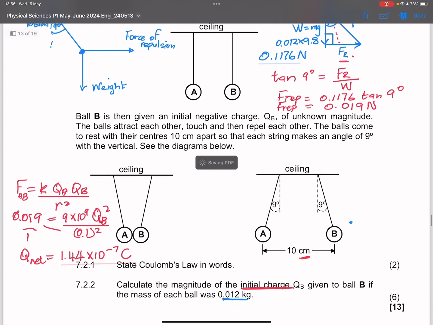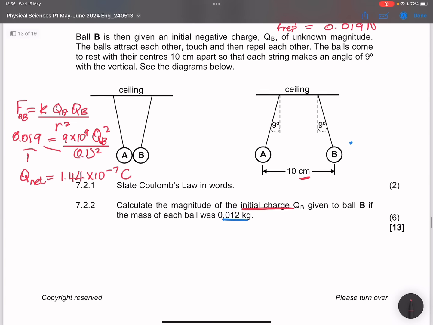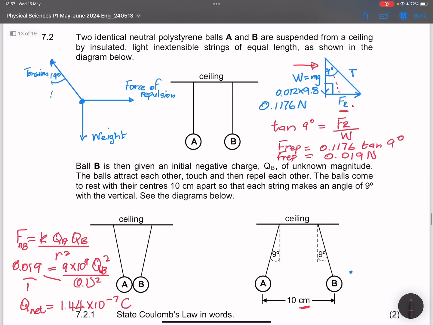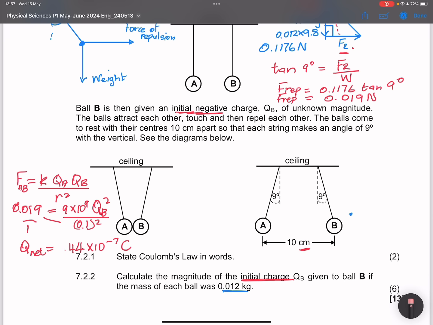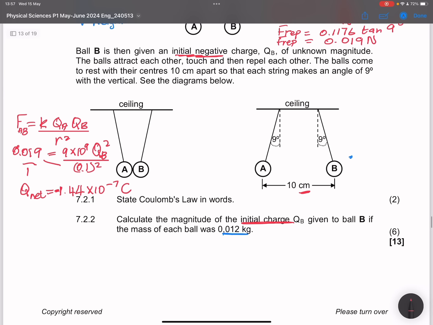So now I need to find out the initial charge on B. But remember, what was the charge on A? The charge on A was 0. Remember, they say ball B was given a negative charge, so it means that the net charge on ball A and ball B in this case would be negative 1.44. So now we need to find out what the initial charge was.